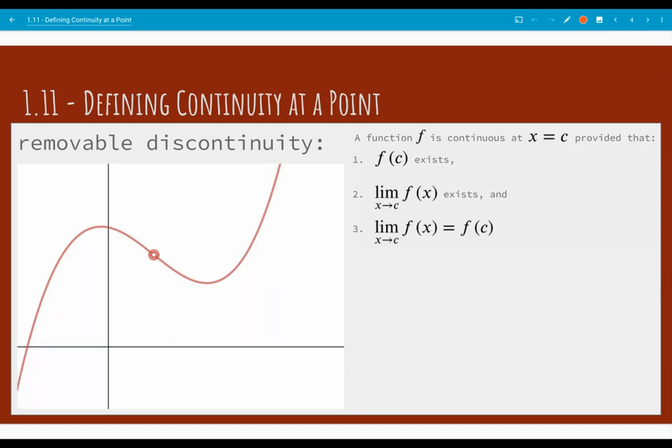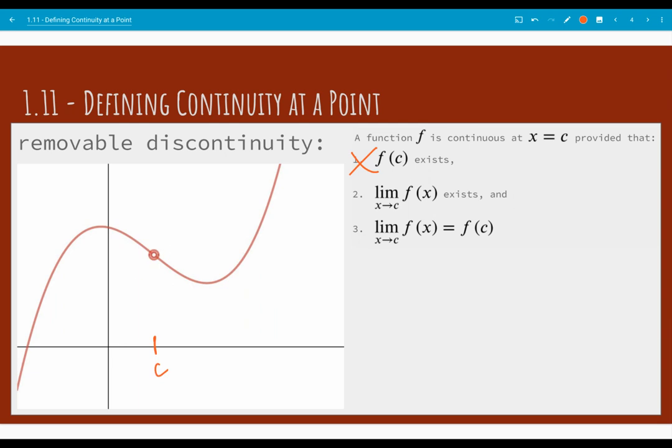So first, let's look at a removable discontinuity. This picture shows us a removable discontinuity. It essentially looks like a continuous function with the exception of a hole right there. Let's talk about why this doesn't fit with our definition of continuity. Really, it fails on the very first one. Condition number one says f of c has to exist. Well, at x equals c, the function doesn't even exist.